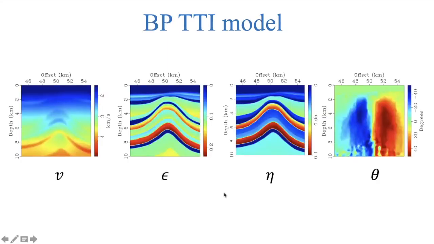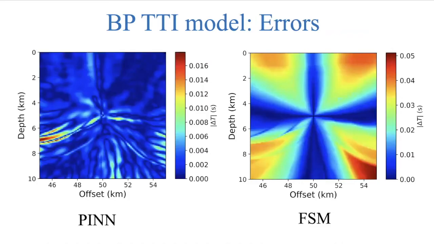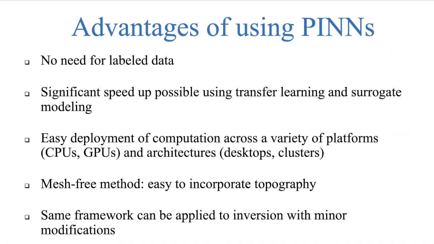Now here I'm going to show you how it performs when trying to solve for travel times in a BP TTI model. So we had a source here in the center of the model, and what you see in this plot is travel time errors on the left with the physics-informed neural networks approach, and on the right is the regular first-order fast sweeping method. As we can see, with PINNs we can get much better accuracy compared to the fast sweeping method. And there are many other advantages of using such an approach.